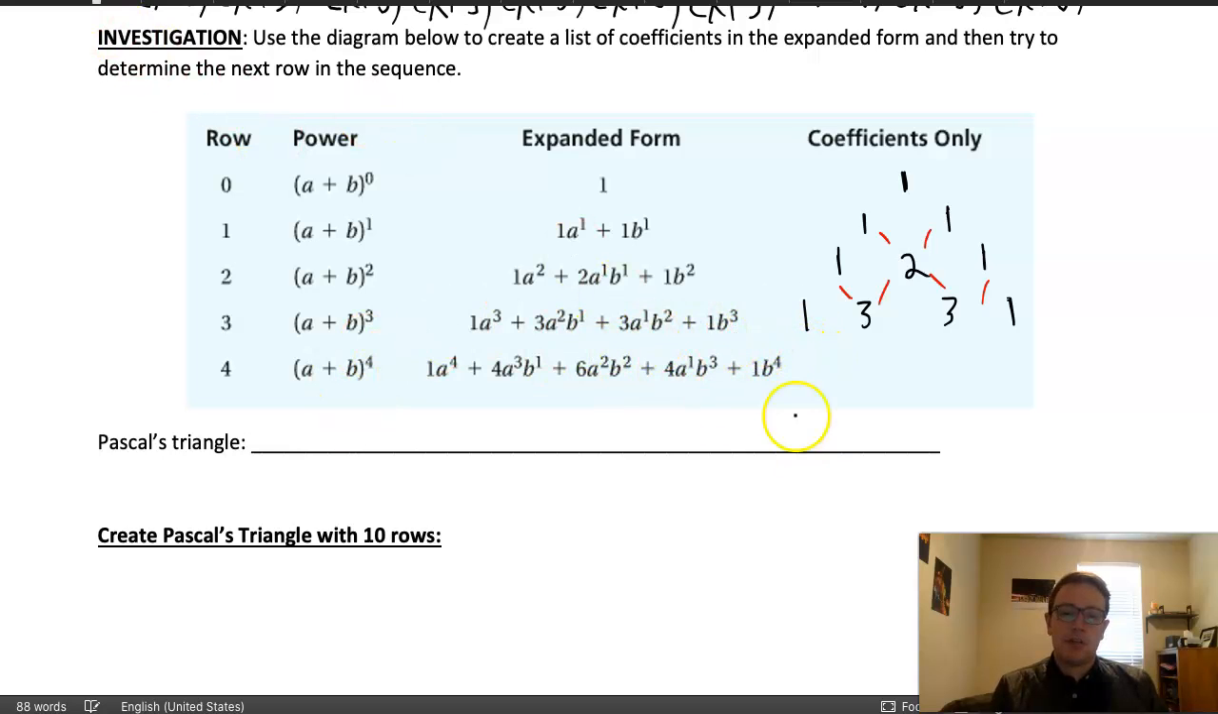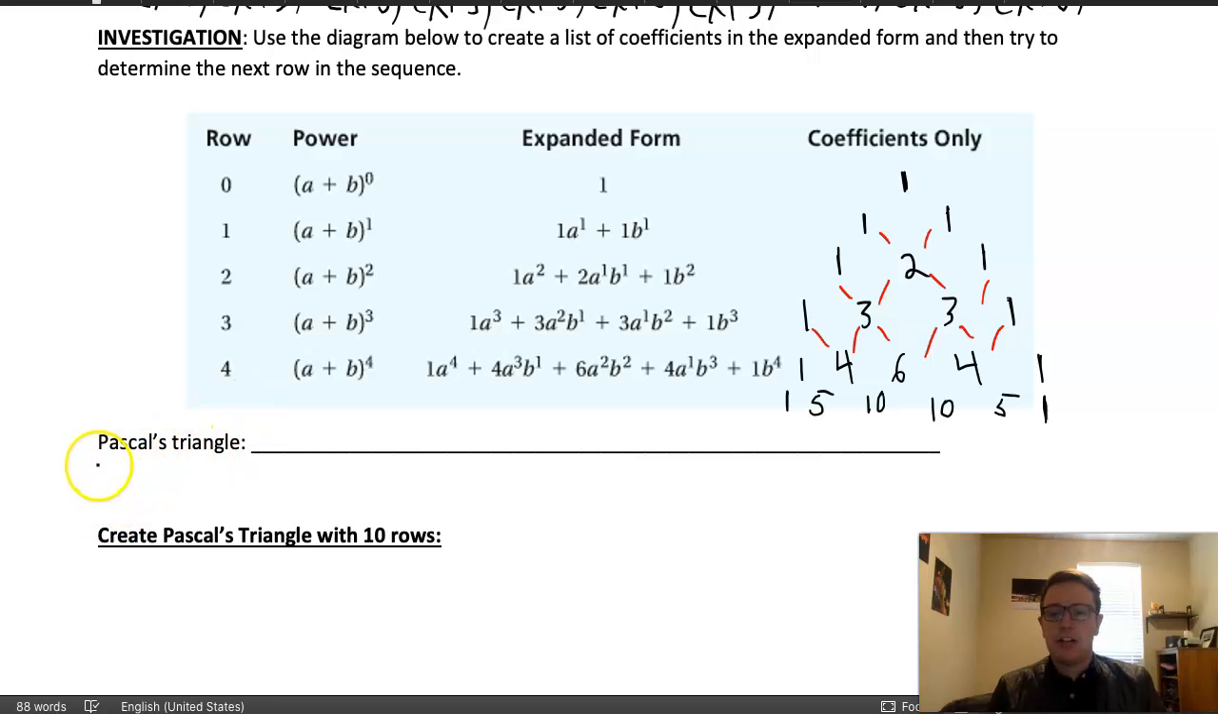So let's see if that works for 4 as well. Our coefficients are 1, 4, 6, 4, and 1. Does this also hold true? Well, let's see. 1 plus 3 gives us 4, 3 plus 3 gives us 6, and 3 plus 1 gives us 4. Okay, let's try this for the fifth row. For this, we'll have 1. We'll do 1 plus 4, or that'll be 5. We'll have 4 plus 6, or 10. We'll have 6 plus 4, or 10. 4 plus 1 is 5, and we have a 1 on the outside.